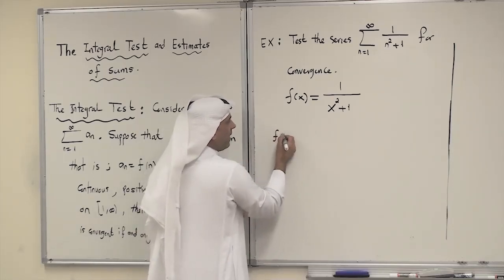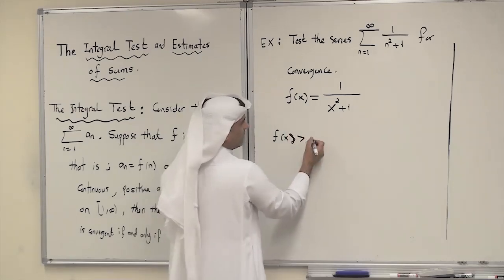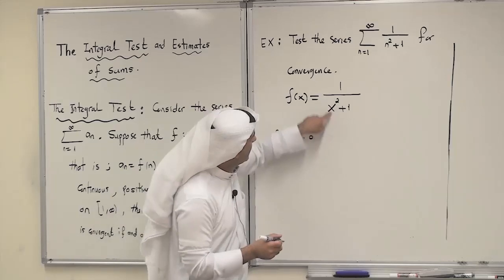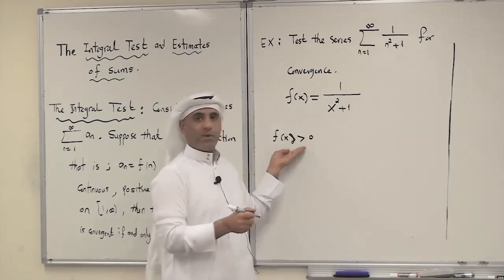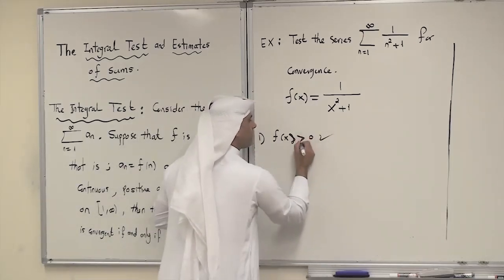First of all, clearly f of x is positive. Why? It's greater than 0. You have x squared, which is non-negative, adding 1 makes it positive, and positive divided by positive is positive. So the first one is there, it is positive.